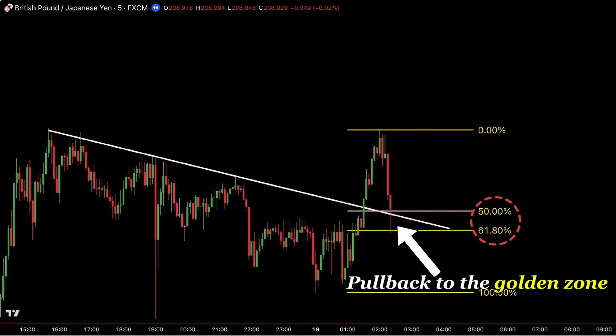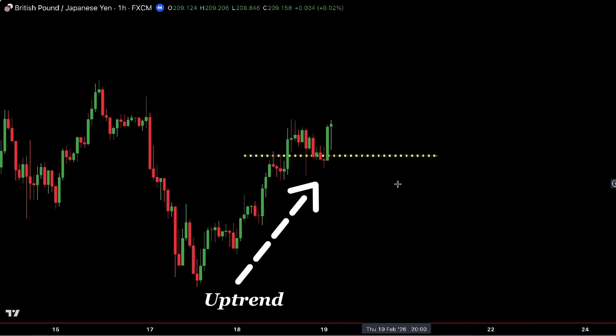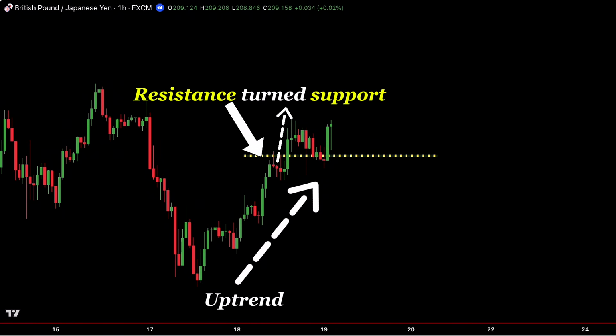So, in this setup, we don't only have a trendline break and retest, but we also have the 50% and 61.8% Fibonacci levels acting as support. That's why I call this setup the trendline break and golden retest strategy. Now let's check the higher time frame. On the higher time frame, the market is trending upward. Here we can see a resistance level that was previously broken.